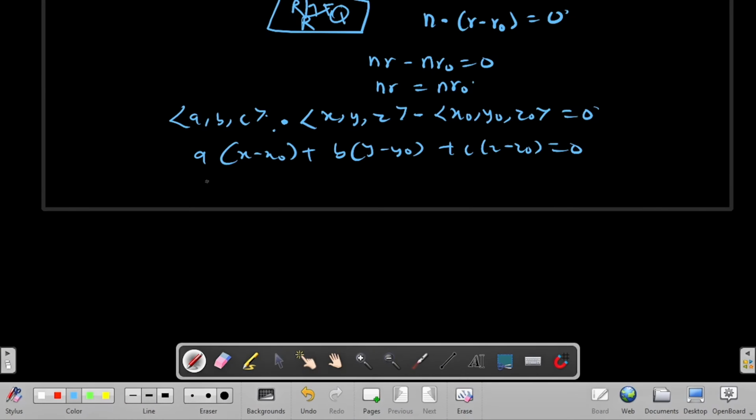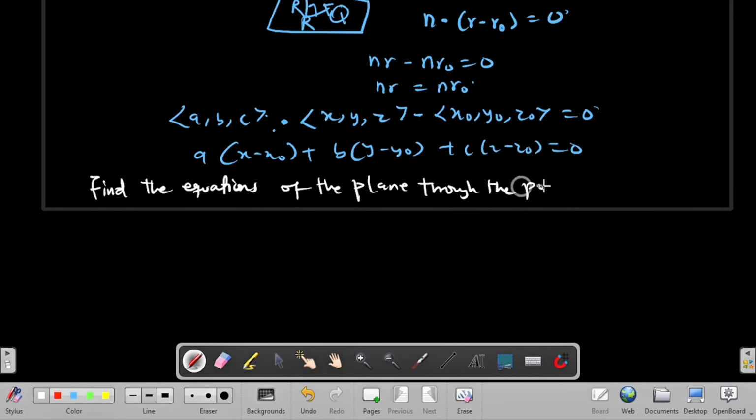Okay, let's solve a problem here and see. It says: find the equation of the plane through the point (2, 4, -1) with normal vector n equal to (2, 3, 4).